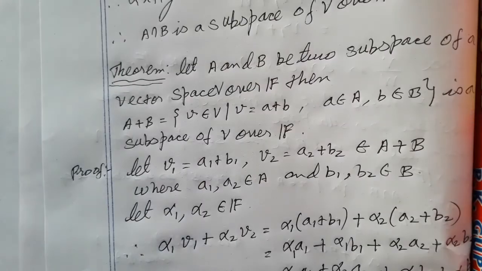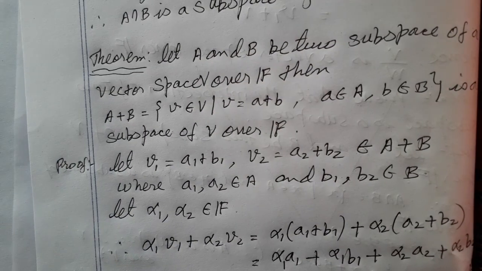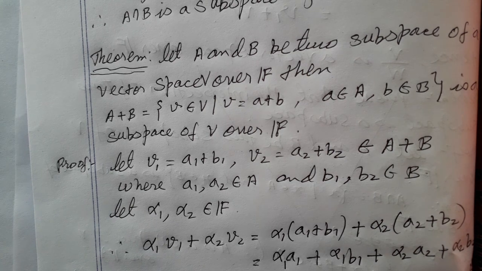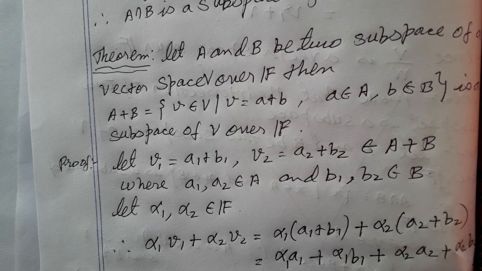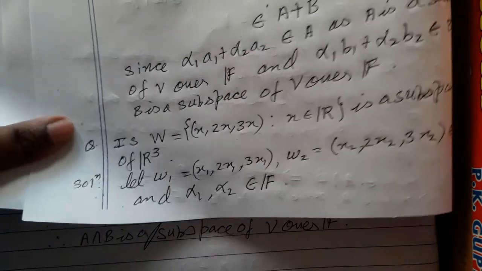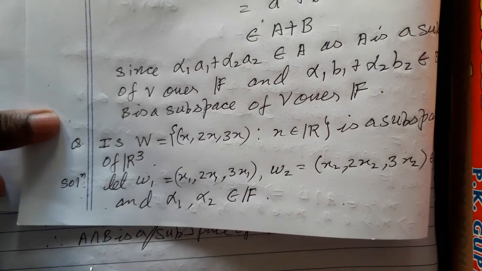Now we are going to do the next theorem. Suppose A and B are two subspaces of the vector space V over the field F. Then we have to show that A plus B is also a subspace of V. So I'll take two elements from A plus B.